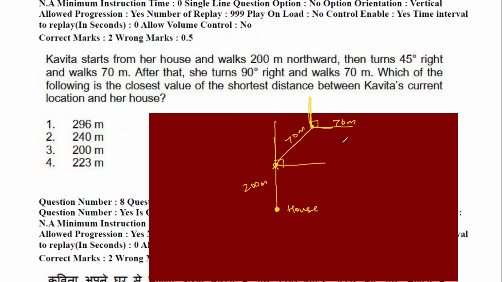Which of the following is closest to the value of the shortest distance between Kavita's current location and house? So current location and house. So the blue line, or the green color, is what we need to find out. Let's use green. This green line is what we need to find out. What is this distance? Straight distance, shortest distance.